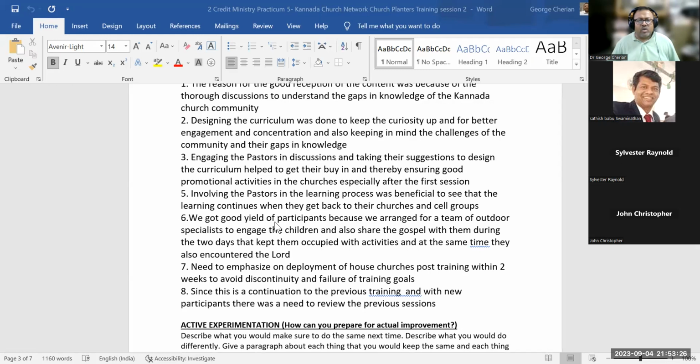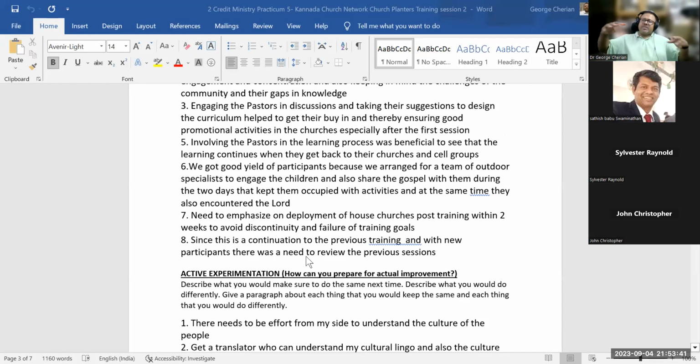We got a good yield of participants because we arranged for a team of outdoor specialists to engage the children and also share the gospel with them during the 2 days, which kept them occupied with activities, and at the same time, they also encountered the Lord. That means the children's program was not just a babysit, but they also went through an experience.